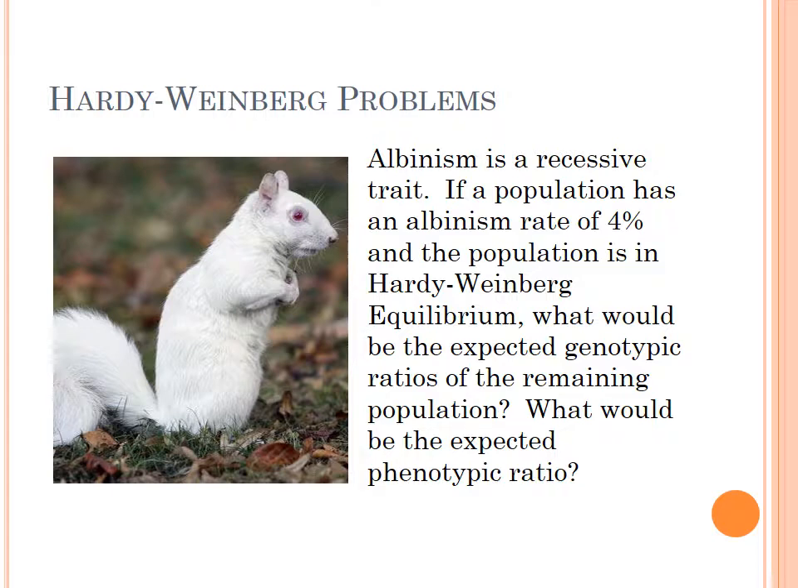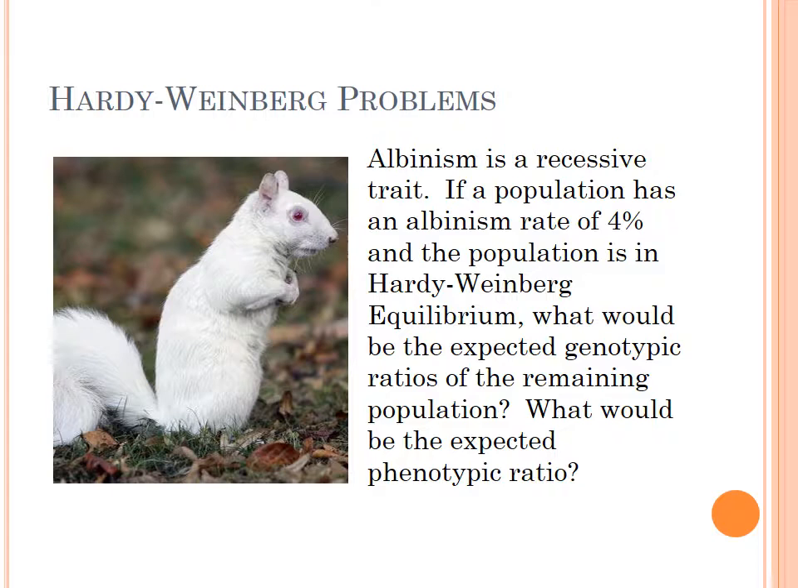So albinism is a recessive trait. The albinism rate in the population is 4%, or 0.04. So what does 0.04 equal? It's the recessive genotypic frequency, so q squared. Not q2, q squared. That means q has to equal the square root of 0.04, which is equal to 0.2. Because that's how math works.